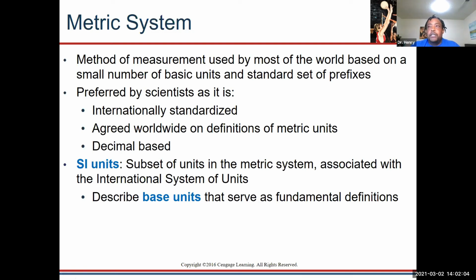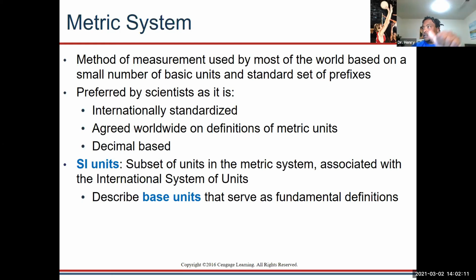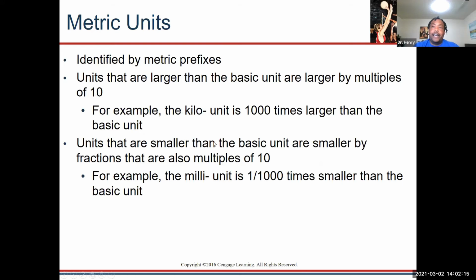Can you guys see my screen? You guys see the metric system? Yes, no, maybe? Yes. Because sometimes I'll just be talking and I'll just keep talking.